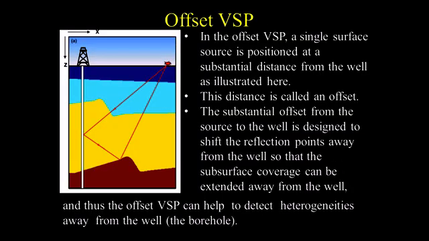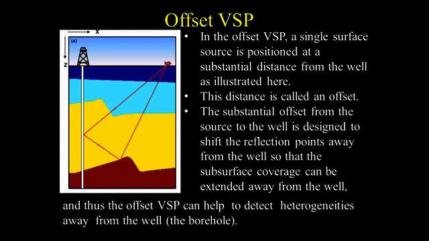Let's now discuss our third borehole acquisition geometry, that is, Offset VSP. Here we mean that the shooting point is a kilometer or more away from the borehole. In the Offset VSP, a single surface source is positioned at a substantial distance from the well, as illustrated here. This distance is called an offset.